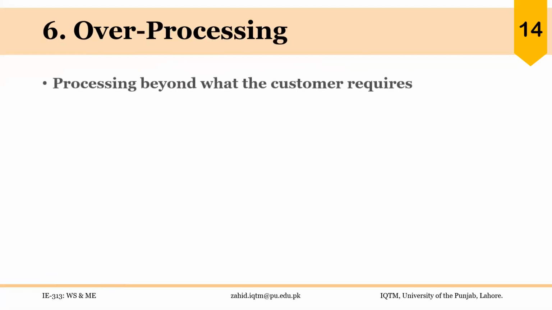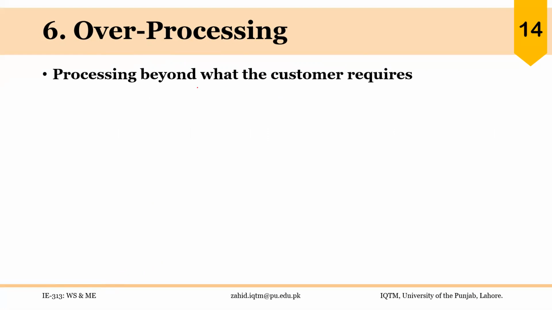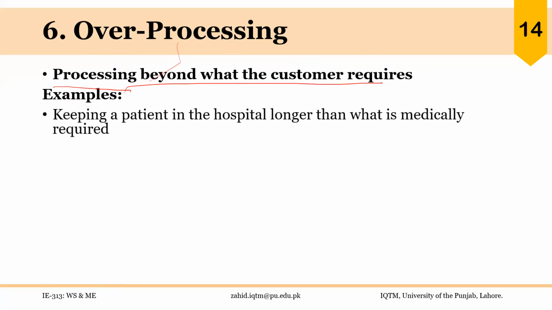The sixth one is overprocessing: processing beyond what the customer requires. Examples are keeping a patient in the hospital longer than what is medically required. That is an example of a service organization. Another is finishing the job more than required. A customer requires a certain tolerance, for example, but you are making the part at a tighter tolerance, or the customer requires a certain paint and you are applying more than the required number of coats of paint on a product. There could be many other examples.